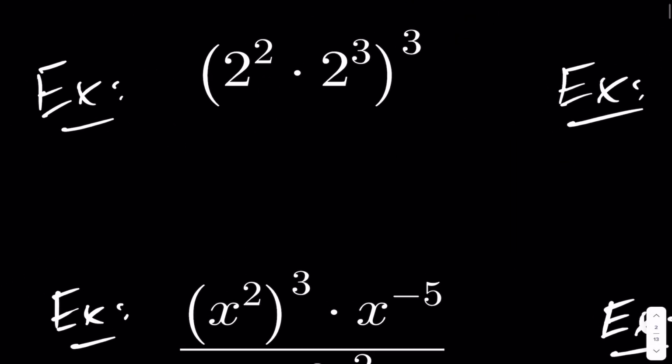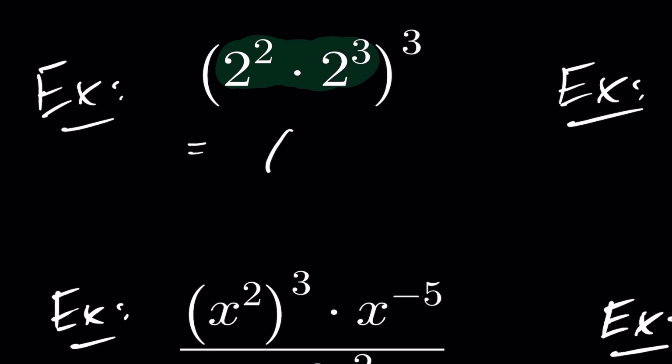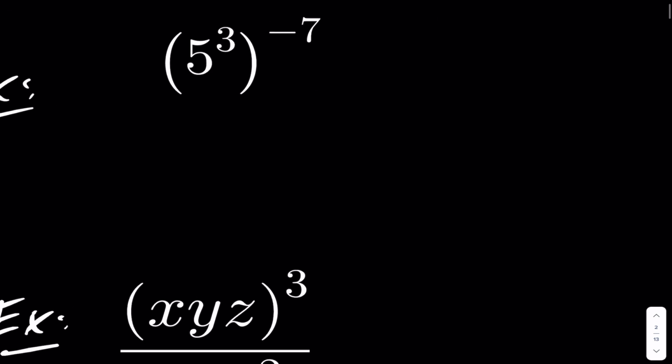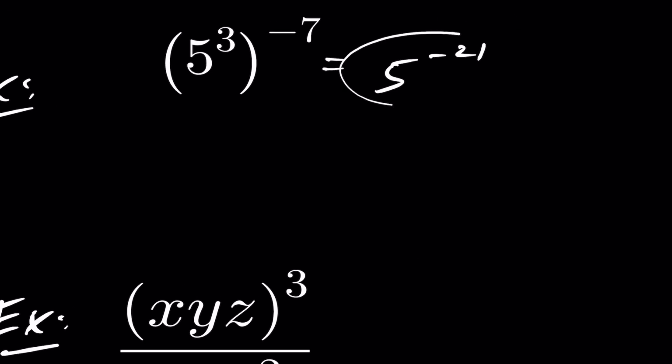Moving on to the next example here. Again, BEDMAS rules still apply, so you're going to take care of the brackets first. If I take care of the bracket, this becomes 2 to the power of 5, right? You're multiplying the same base, so you add the exponents. That's to the power of 3, and now power to a power, we multiply and we get 2 to the power of 15. And same thing here, this becomes 5 to the power of negative 21.